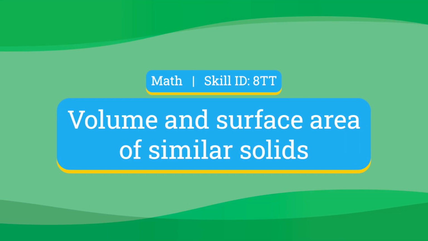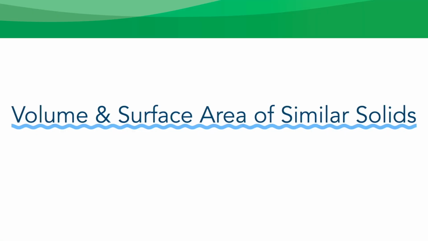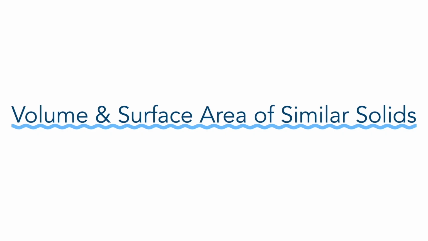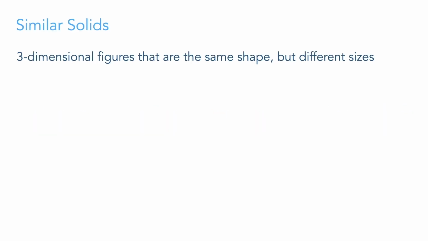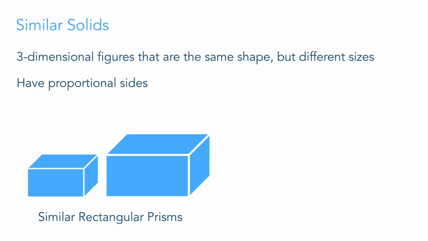This video is about volume and surface area of similar solids. Similar solids are three-dimensional figures that are the same shape but can be different sizes. They also have proportional sides, which means all of the ratios of corresponding lengths are equal to the same scale factor. Here, you can see two similar rectangular prisms. Note that they're the same shape but different sizes.